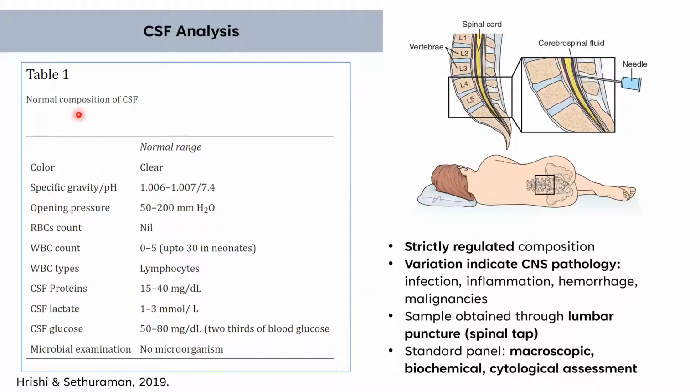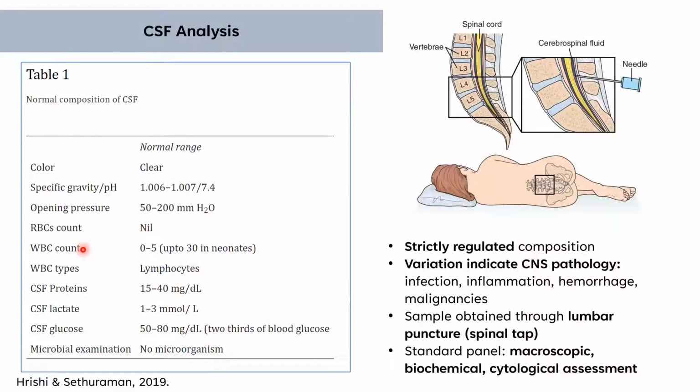In this table, you can see what the normal composition and normal characteristics of CSF is. As you can see, the normal color should be clear or colorless. There should be a specific gravity of 1.006 to 1.007 with a pH of 7.4. When you first take a sample of the CSF, the opening pressure should be around 50 to 200 millimeters of water. There should be no red blood cells in the CSF normally.